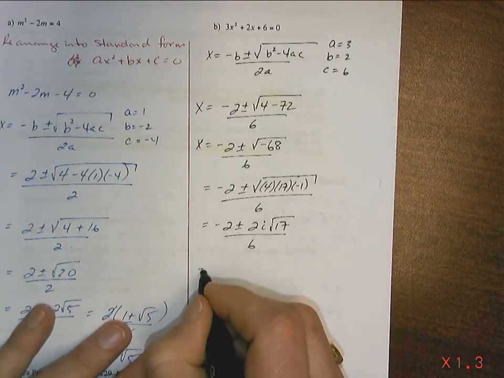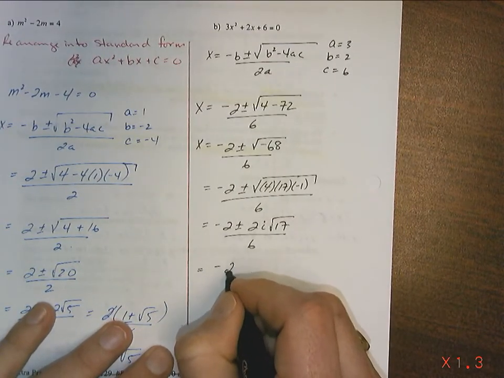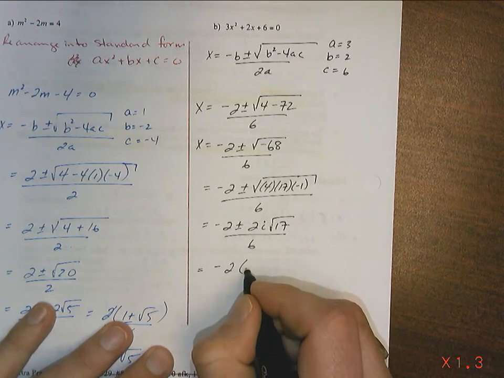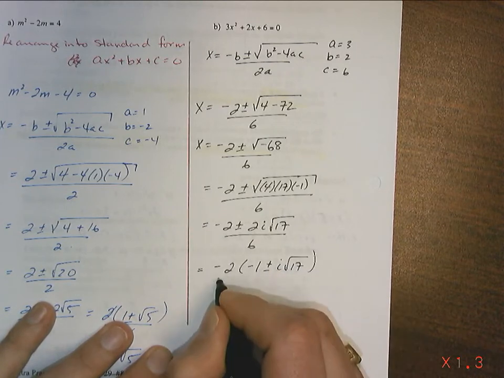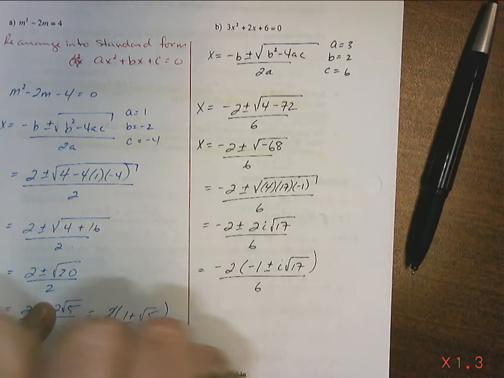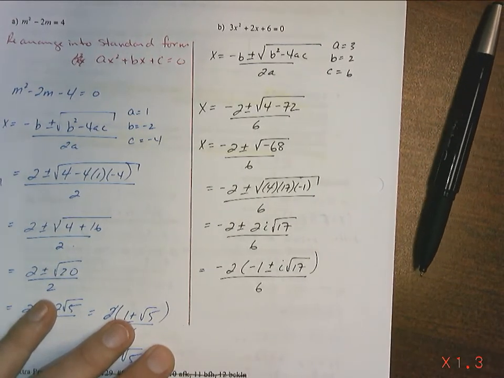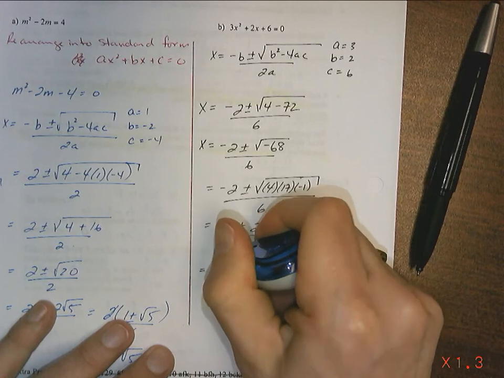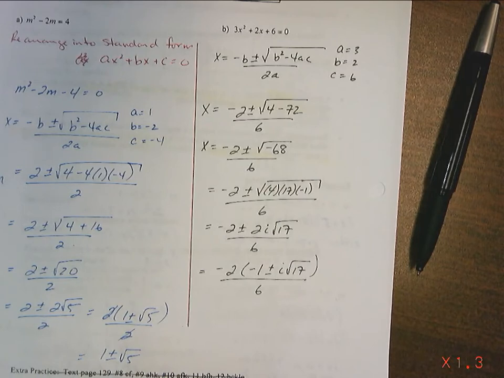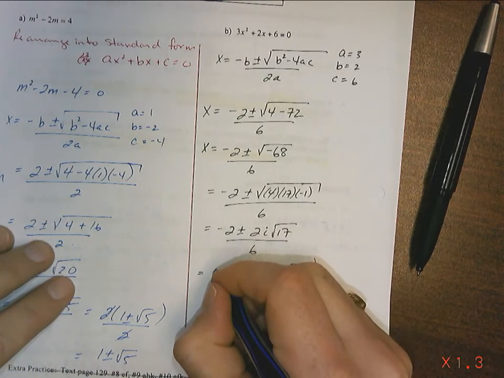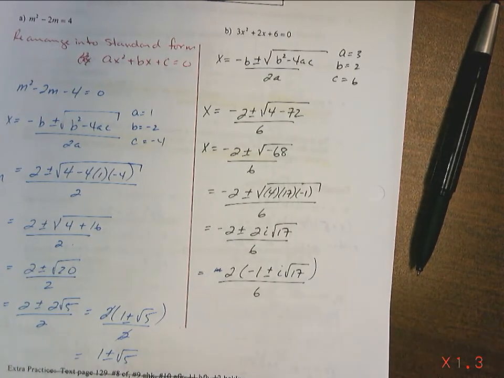Common factor out a 2. Minus 2 bracket. Actually, I think I'll just take out the 2. So it'll be minus 1 plus or minus i root 17 over top of 6. And I need to get rid of that extra negative that I took out. So we'll get rid of it here. Well, there's more than one way to do this. There it is, gone. All right, so now that's gone.